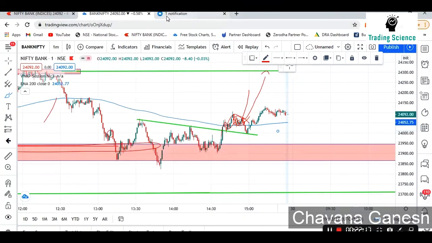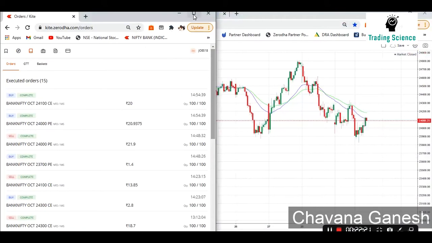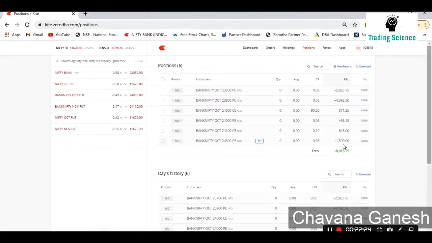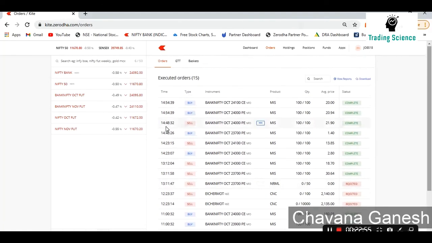I got some decent profit of 8,000 rupees. Let me show you here. You can see 8,000 rupees of profit. If I had held the initial positions, these two positions, you can see these two, 23,900 and 24,000, I would have been in more than 20k profit, but I don't want to take risk more than my RR ratio. Sometimes skipping our profits is also very important to avoid losses.